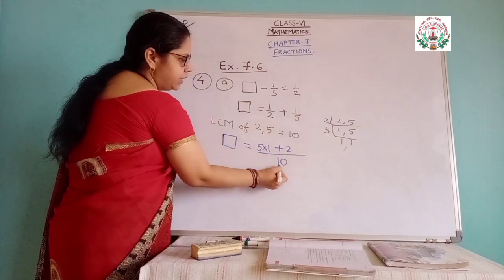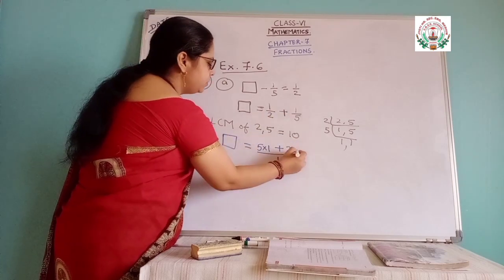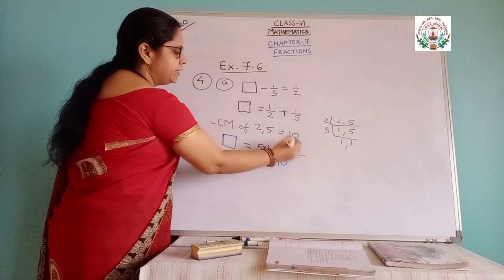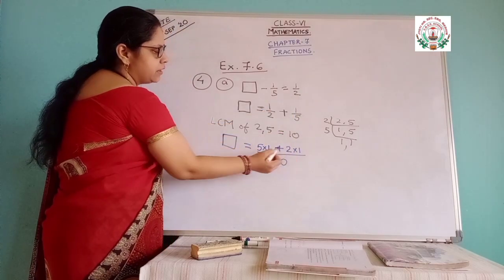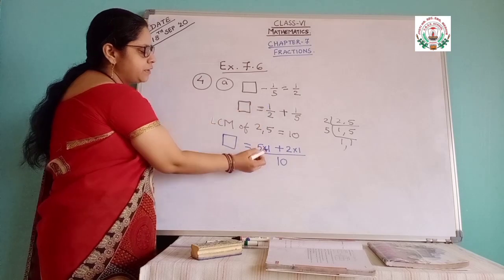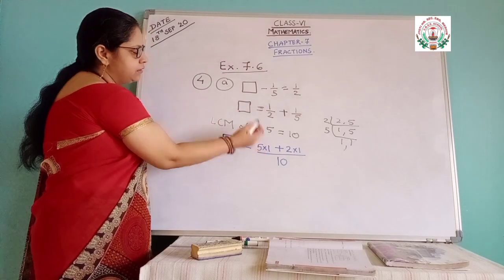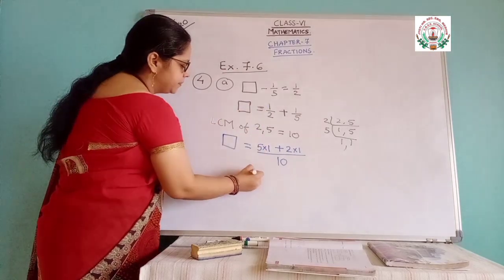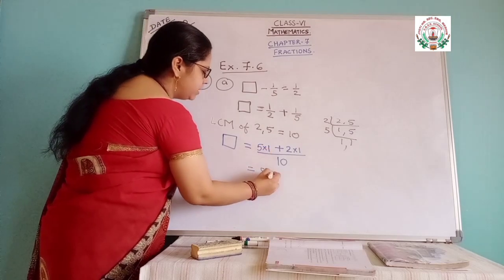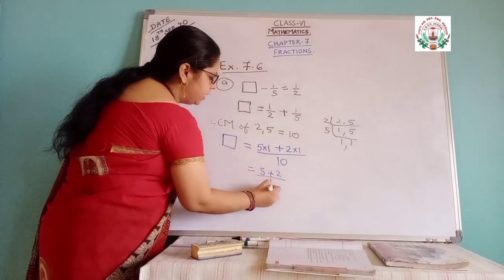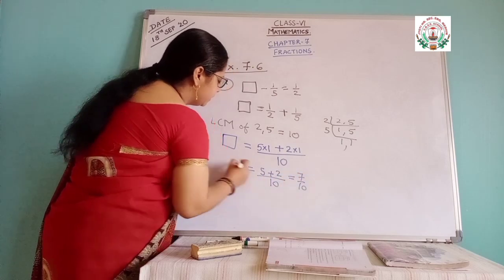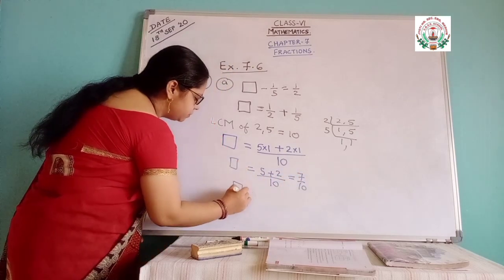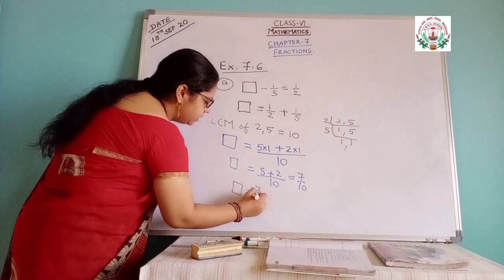5 twos are 10. 2 into 1 means its numerator we have written. If suppose some other number is there, that number will come here. That is the other method. So 5 ones are 5 only, 2 ones are 2 only, and by 10, that is 7 by 10. So the value of this box is 7 by 10.